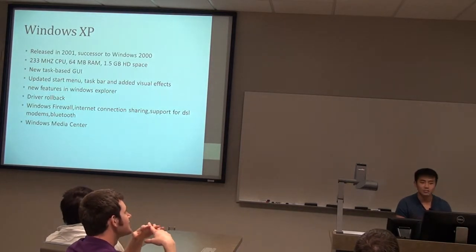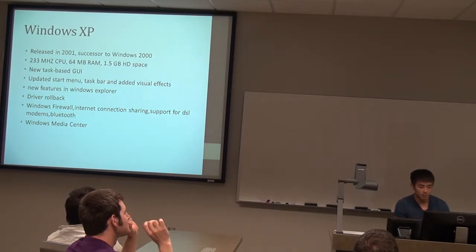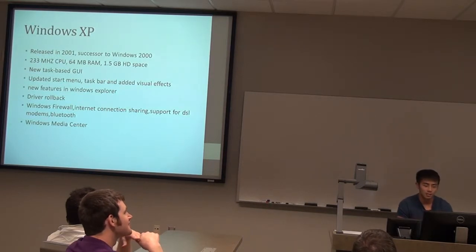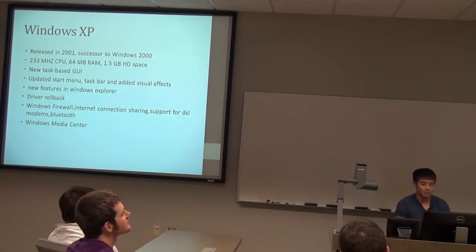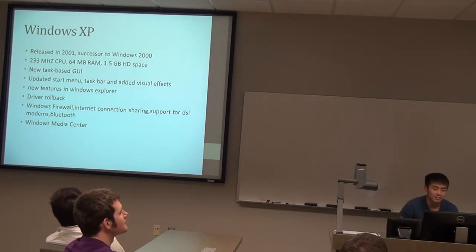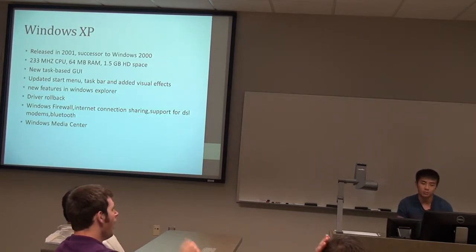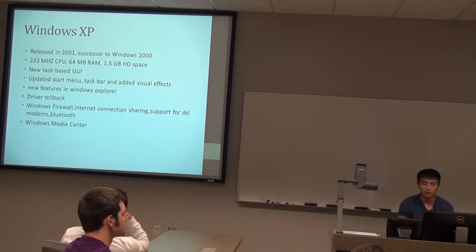It was released in 2001. It was the successor to Windows 2000. The minimum system requirements are a 233 megahertz CPU, 64 megabytes of RAM, 1.5 gigabytes of hard drive disk space, and in XP there was a new task-based GUI, or graphical user interface. It also came with an updated start menu, taskbar, and added visual effects.